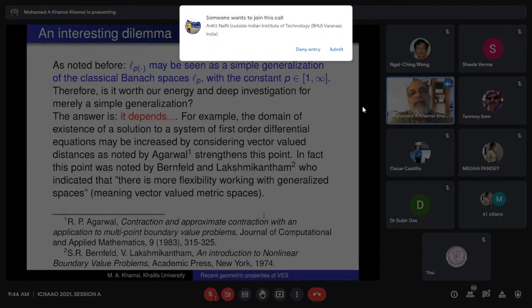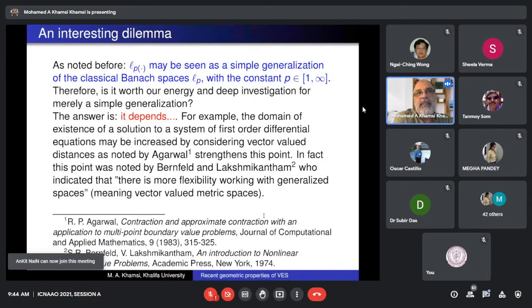So let me give you an example on the same vector valued distance where it's worth it to do it, okay? This example is a work done by Agarwal, who in fact was just answering a question by Lakshmikantham. Lak had the feeling that you get a better behavior for some differential equations by looking at a vector valued distance instead of the traditional Euclidean distance. So here is the example.